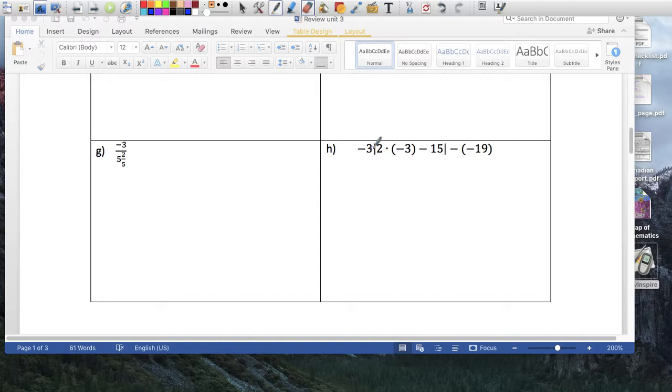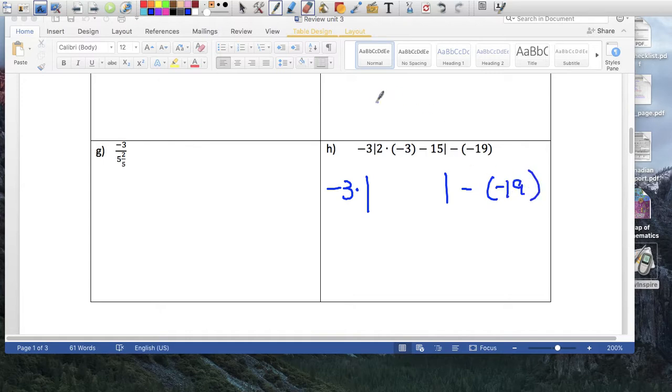So here we have negative 3 times the absolute value of this whole thing here. Then minus negative 19. So we've got to find what this part is. We've got to change that unknown value, right? It's going to become one value. So negative 3, it's going to wait a little bit. So let's find what's inside that absolute value sign.